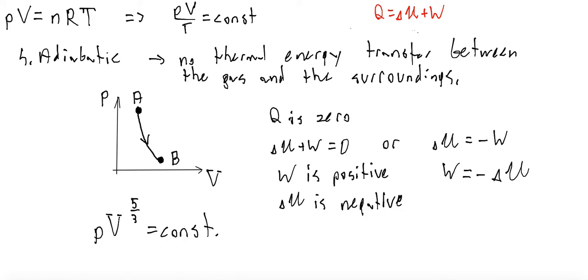it happens very fast, that there is no time to exchange thermal energy between the gas and the surroundings, then you can use this equation: PV to the power of 5 over 3 is constant, which means that the process is very similar in the case of PV graph than isothermal, but the line goes rapidly down. In small change in volume, there is huge change in pressure.